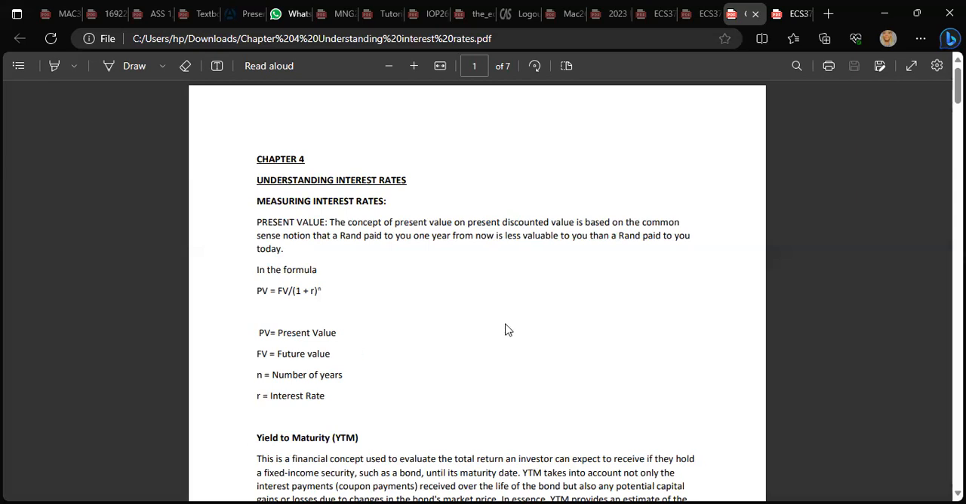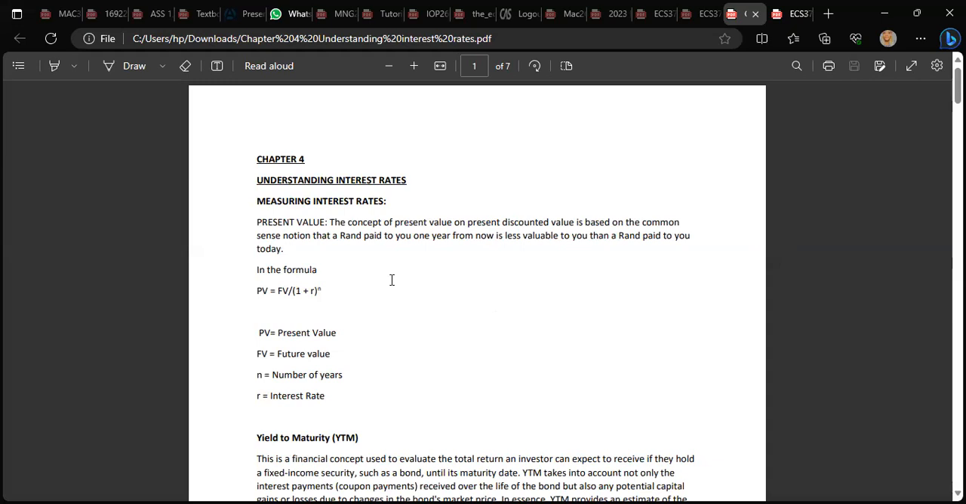The concept of present value, or present discounted value, is based on the common sense notion that a rent paid to you 1 year from now is less valuable than a rent that is paid to you today. There are a lot of factors that come into play. If someone owes you money, it's better they give it to you today than next year, for many reasons. What if that person dies before they give you that money? Then it becomes a longer story. And besides, think of inflation. You can't buy the same things next year.